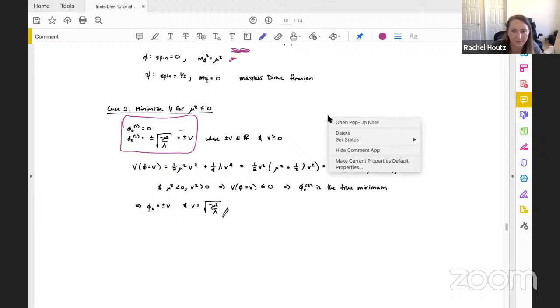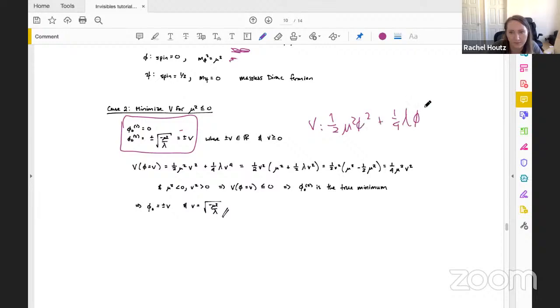So we know that the potential is 1/2 mu squared phi squared plus 1/4 lambda phi to the 4th. So if phi is 0, then in the first minimum, this just gives you 0. So if we plug v in and we get something less than 0, then we know that this would be the real minimum. So let's see what we get.